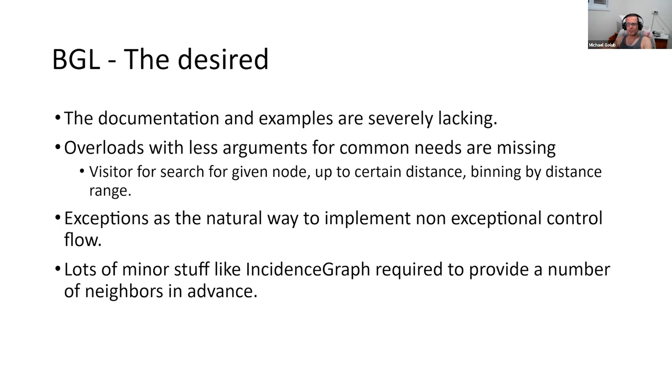When you see an example that uses exception in a normal, non-exceptional flow, as part of the documentation, it is super funny and makes you raise some questions about the design of this specific part of the library. And there are many minor things, like incidence graph is required to provide a number of neighbors in advance, but many algorithms that require incidence graph don't really need the number of neighbors in advance. So lots of minor stuff like this.